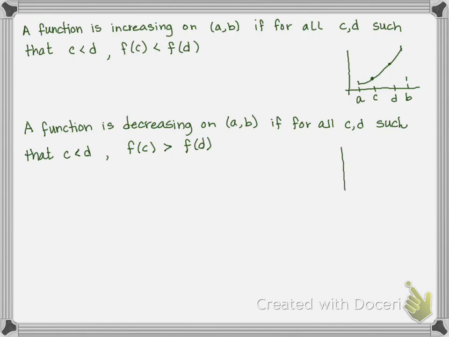So again, kind of same idea. We have a graph and we're looking between A and B. If you pick any 2 points so that C is to the left of D, then the point at C will be higher than the point at D. So from A to B, we are going downhill.